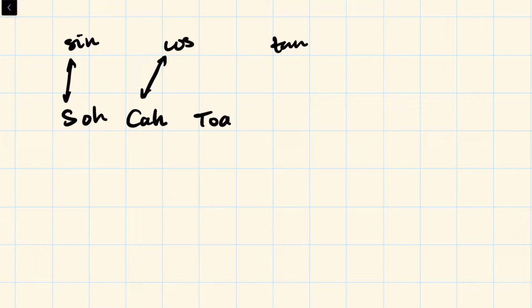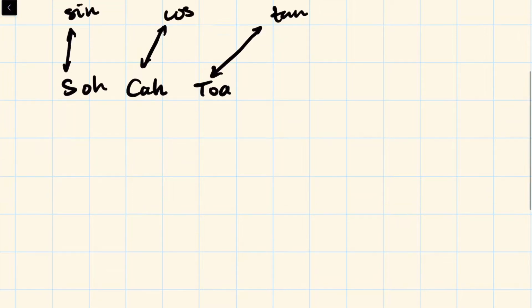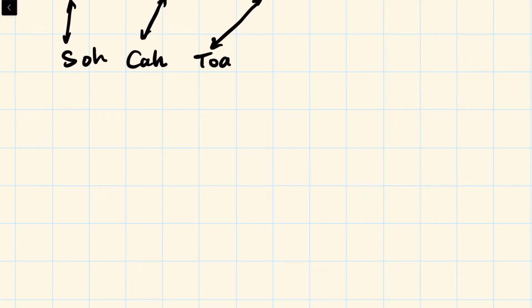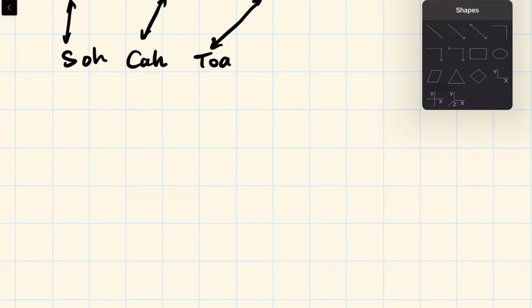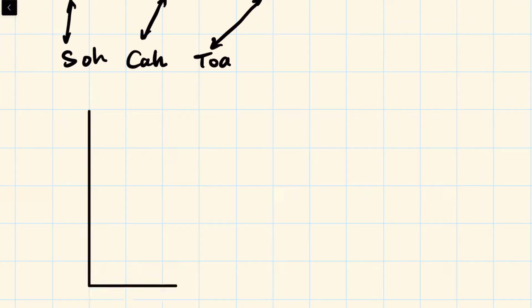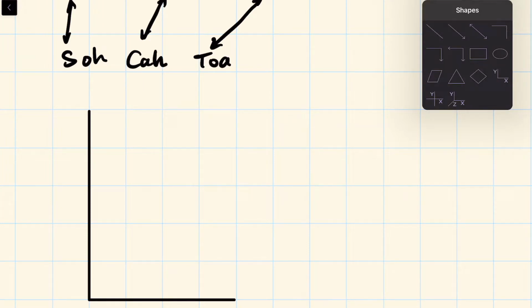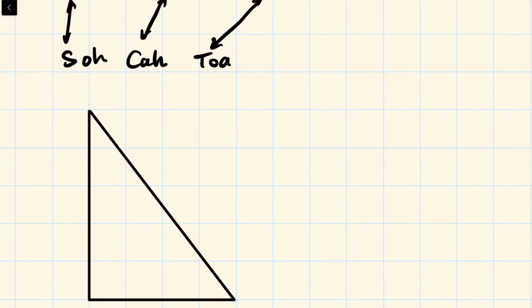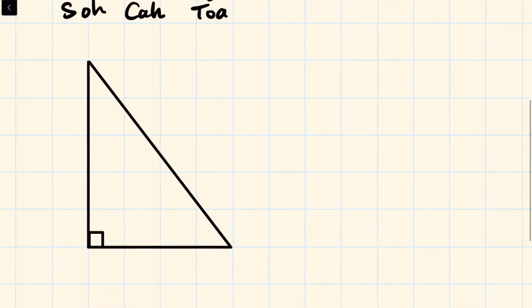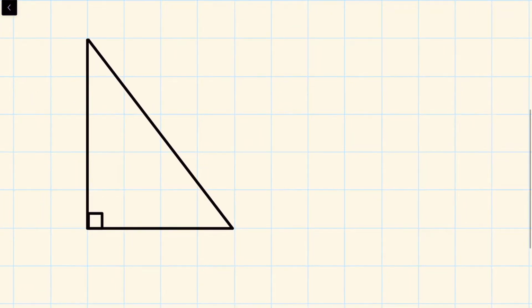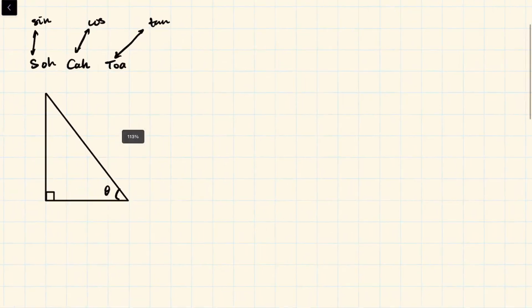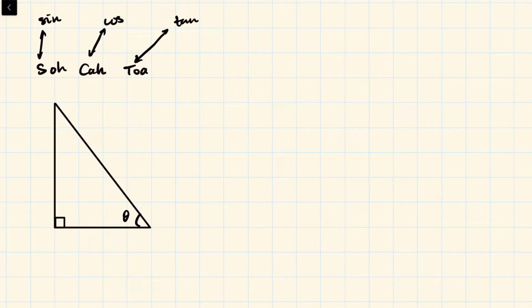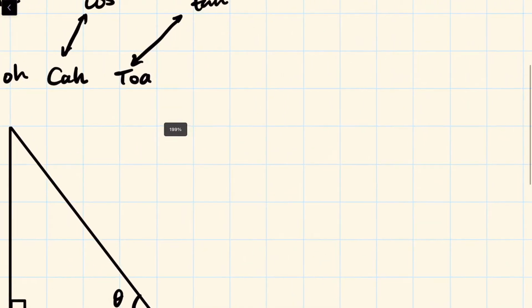And these ratios only apply to right triangles here. So let me draw a decent looking right triangle. And we will put a square angle here to show that it's a 90-degree angle. Okay, so say this is your angle theta. You usually use that Greek letter theta to represent an angle. So your sine of theta.